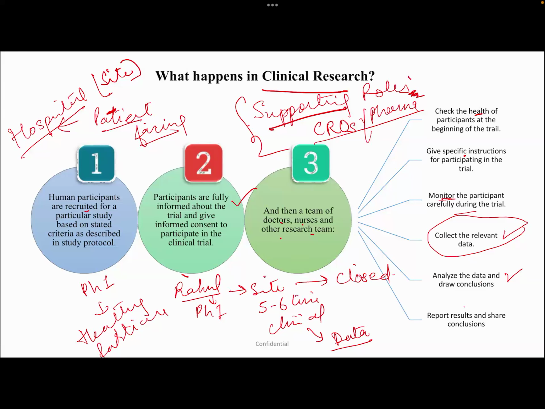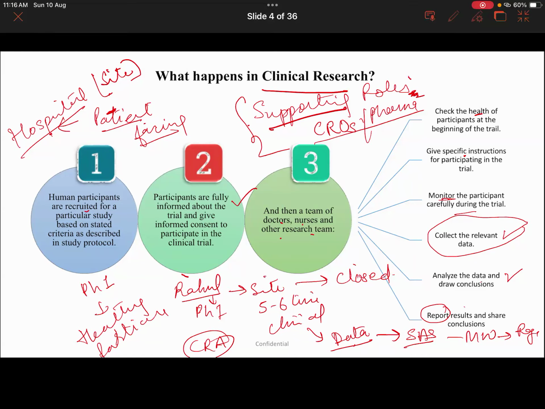Now the supporting role CRA will be doing monitoring. Auditors will be doing the audits. Now this data which is generated from a clinical trial, the SAS programming team will be analyzing it. Then the medical writing team will be writing a report and submitting it to the regulatory body. So just giving you an idea, taking a little pause to see if you are able to understand what happens in a clinical trial. Is it clear?